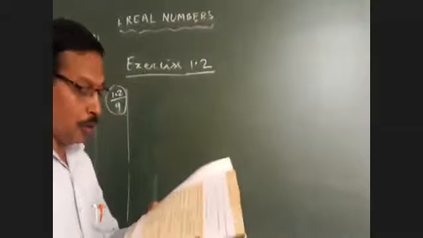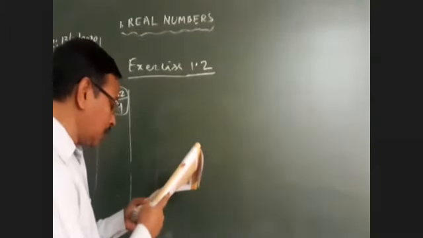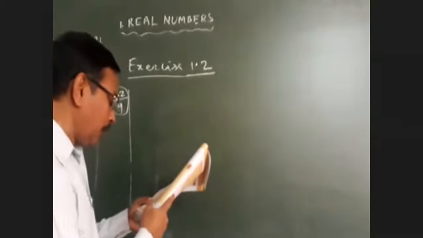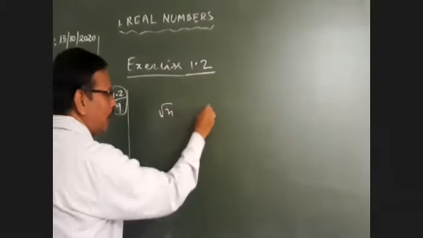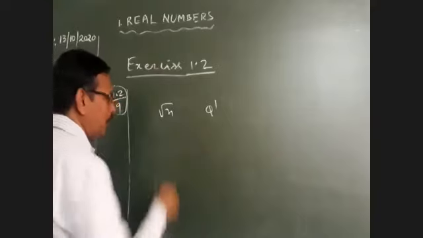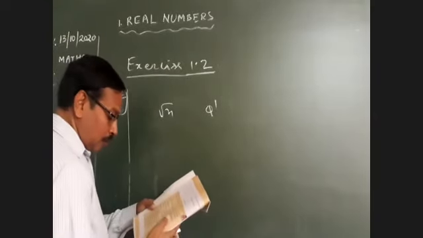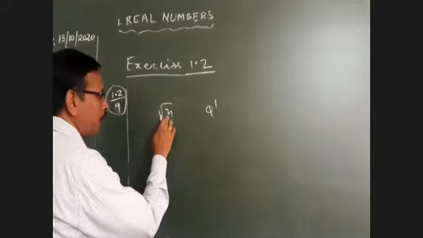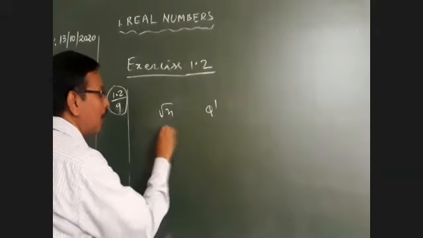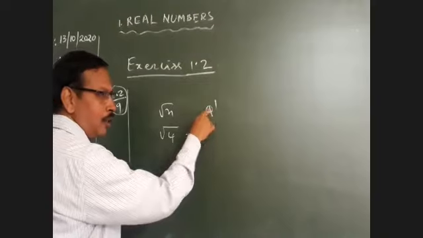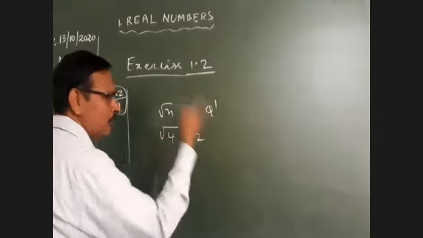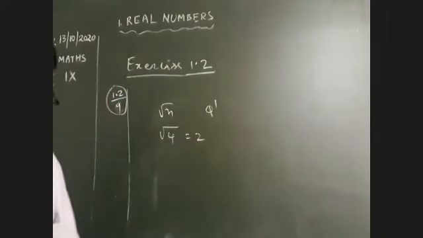Now the fourth: if root n is not rational, n is a perfect square. Root n is not an irrational number, then n is a perfect square. If n is a perfect square, what happens? I will take root 4. Root 4 is 2, but 2 is not irrational. It is rational. So the given statement is false.